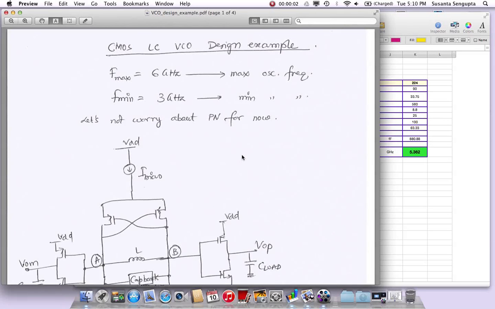Hi all, this is Susanta again, and I'm going to do a lecture here on how we can design a VCO. Previously I've actually gone through one of the lectures. A lot of you have looked through it and have given me really good comments, and I'm really encouraged to do more in this area. That one was on the CMOS LC VCO design.